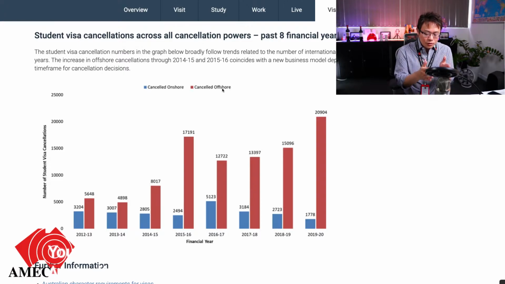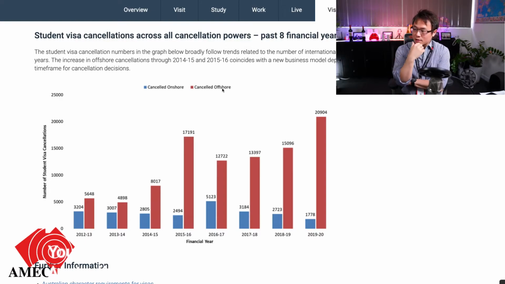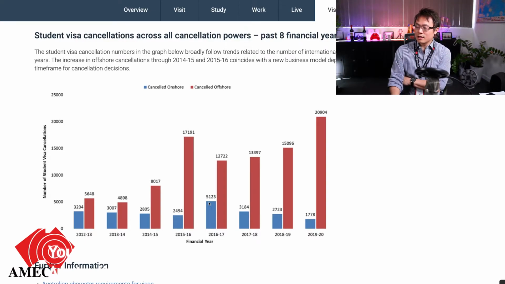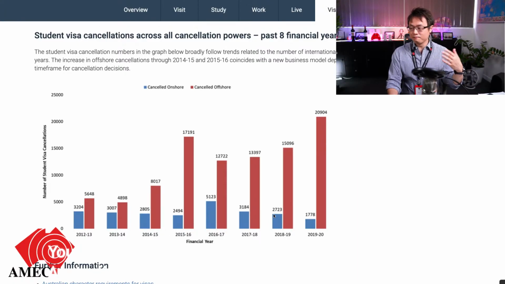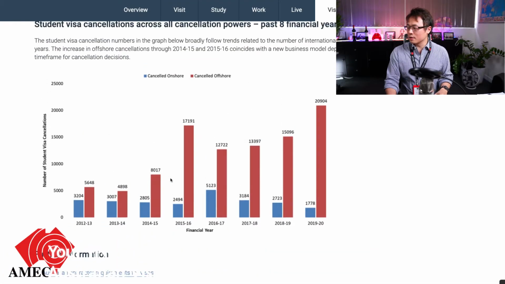That means students come onshore, study, and then when they return back home, immigration finds out they are not genuine students and they've been cancelled. So there's a lot. It's crazy. Onshore, obviously, they are quite good. If they remain onshore, it means they are studying. So again, that's the information to share with everybody.